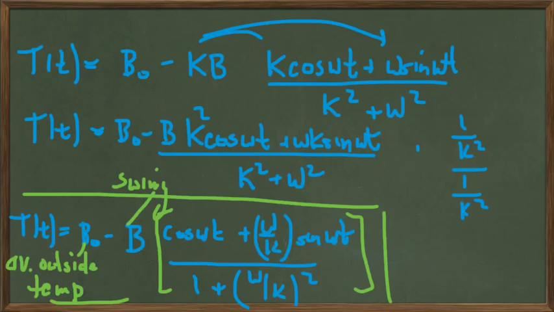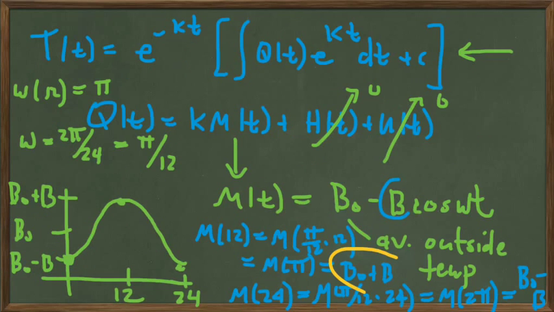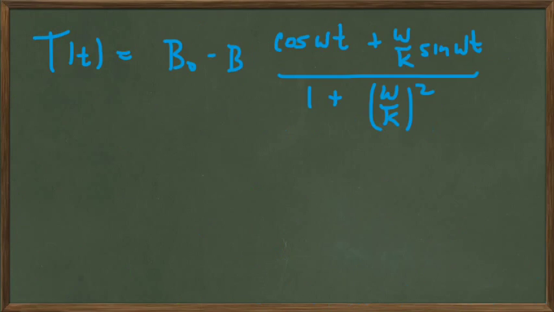So let's go back to our graph of the outside temperature. So b0 is the average outside temperature right here, and then we're subtracting b or adding b, and so we're either moving from the average down to b0 minus b, or moving from the average to b0 plus b, so that's why we're calling that b the swing temperature. So it turns out that we can rewrite this expression right here in a different way. So let's see how that can also be written.